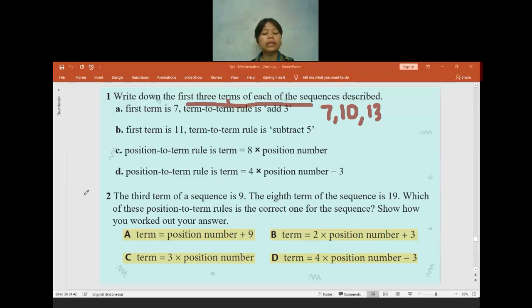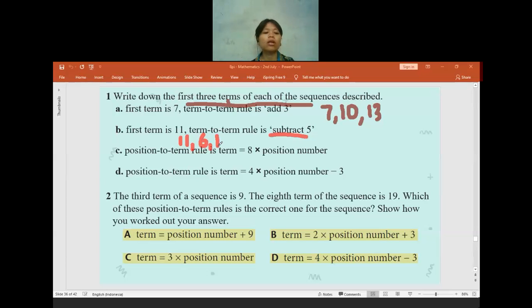What is the first term? Is it already given for the first term? Yeah, the first term is 11. And then we need to read the term to term rule, which is subtract 5. So we just need to subtract 5. 11 minus 5 equals 6. 6 minus 5 equals 1. Okay. Is there anyone who is confused?